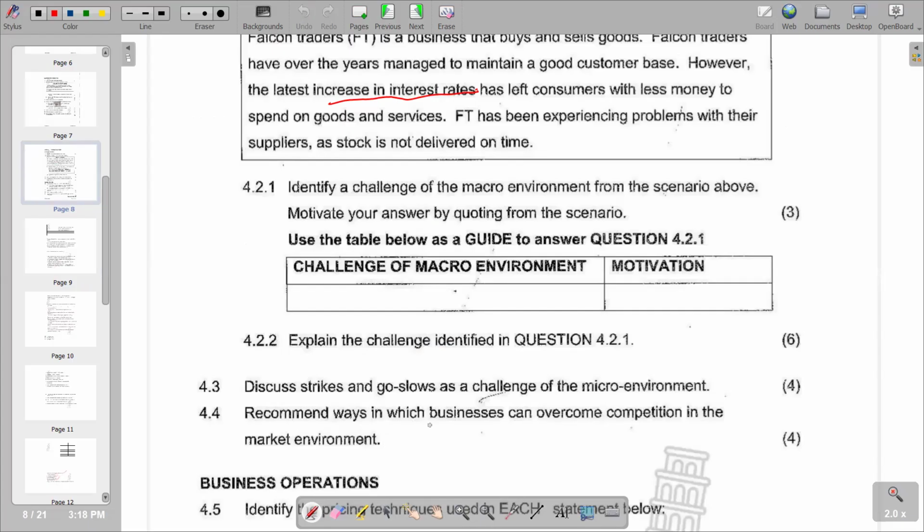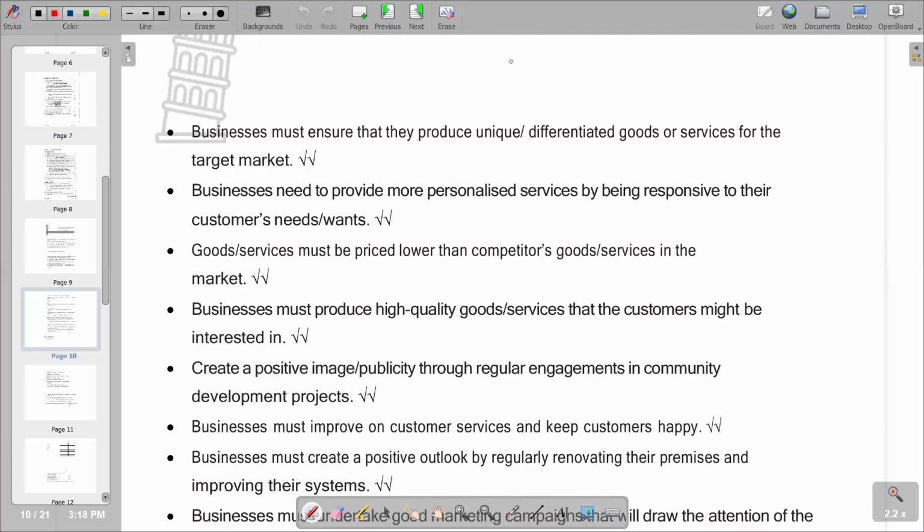recommend ways in which businesses can overcome competition in the market environment. So how can the business overcome? Obviously, they have to come up with a unique product that is competitive in the market that customers will prefer. That is another way that they can overcome competition in the market environment. So businesses must ensure that they produce unique or differentiated products or services for the target market.